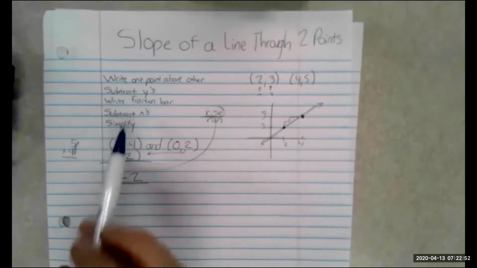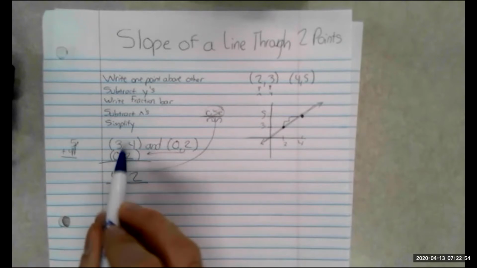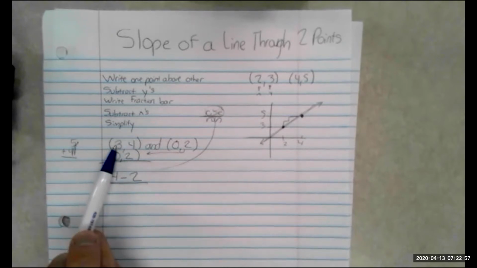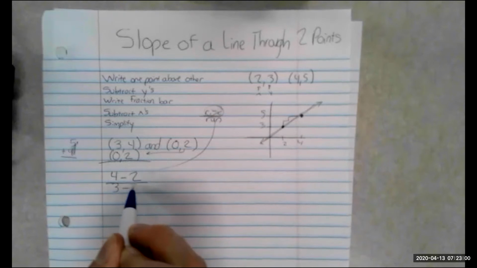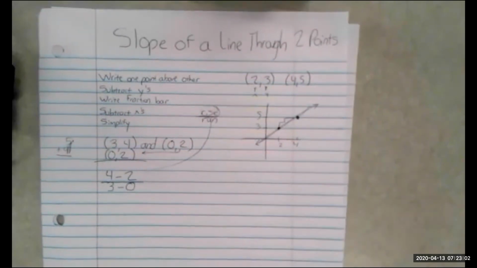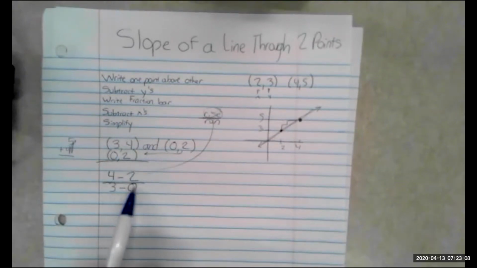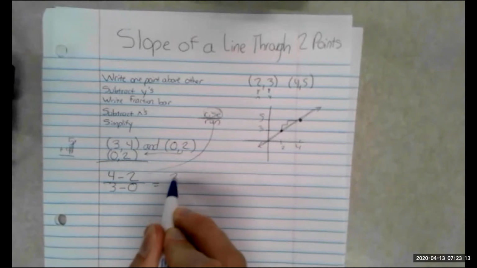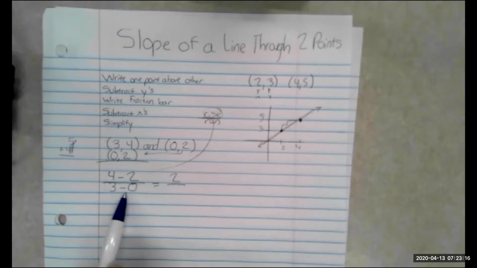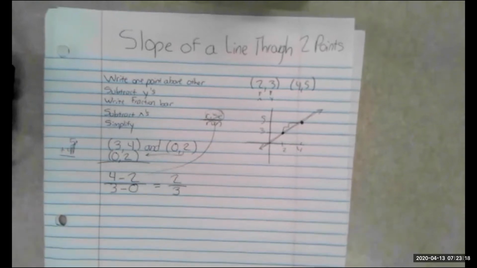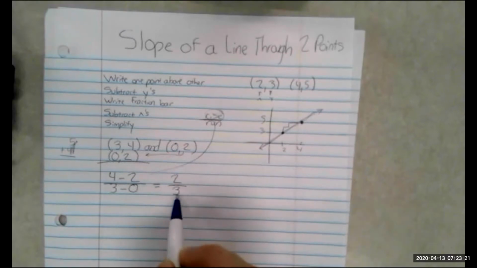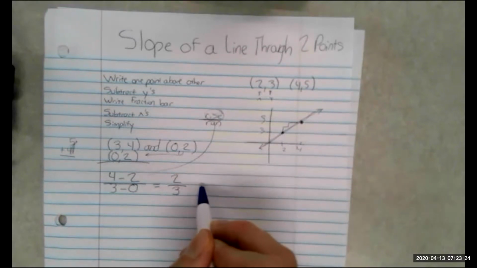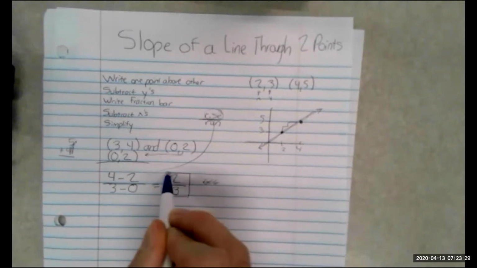What's next? Subtract the x's. So I'm going to subtract the x values, 3 and 0. So we write 3 minus 0. Final step is to simplify. Okay, so I'm going to do the math I see on top of the bar and the math I see below the bar. On top of the bar, I see 4 minus 2, which gets us 2. And below the bar, I see 3 minus 0, which gets us 3. There's no other simplifying to do from here. If I put this into my calculator, I get like 0.6666, which isn't a super nice decimal. So 2 over 3 is our slope.